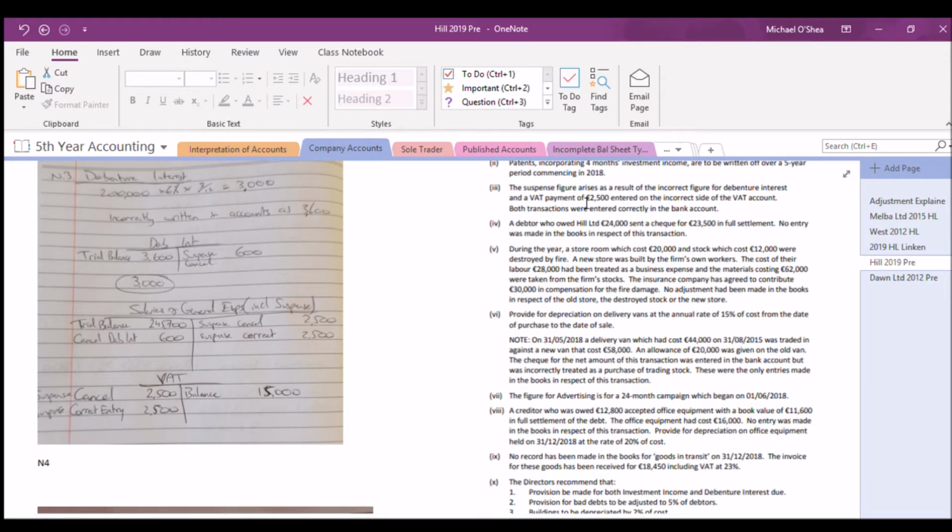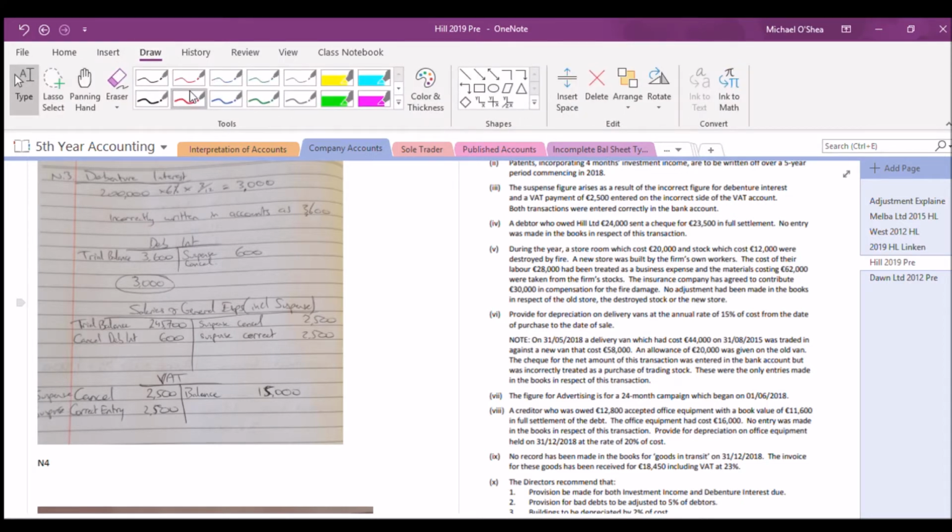Because we paid VAT, it means we should have reduced the amount of VAT that we owe. So it should have gone here, okay? But what happened? It was put on the incorrect side, which means they actually put 2,500 here. Now I'm going to show you this in red, because red doesn't count towards the total. The only reason I'm putting this here is to show you the mistake that they would have made. Okay, 2,500 would have been put here on the credit side, and that would have contributed towards this balance of 15,000. That is a mistake.